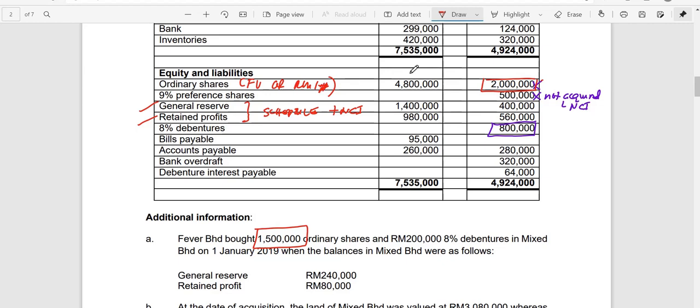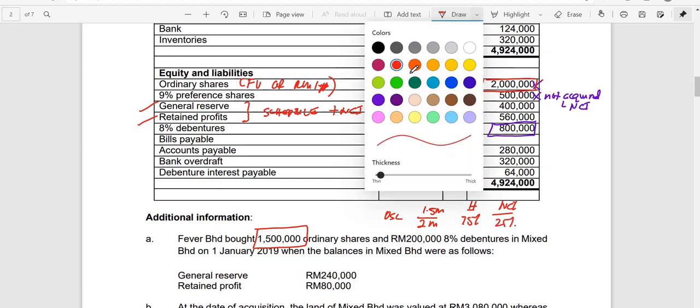So therefore 1.5 million here is actually 1.5 million from 2 million shares. So for the acquisition of ordinary shares, holding has 75%, NCI will have 25%.